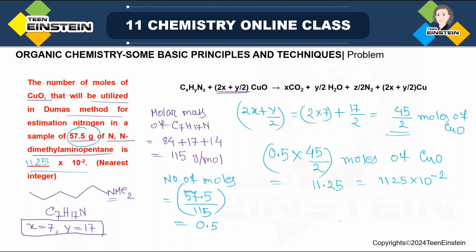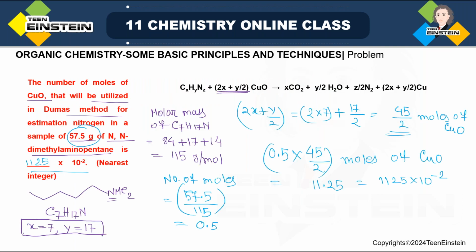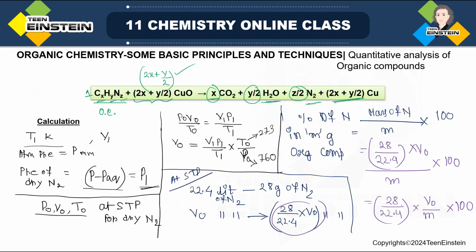Fine. Now the next problem, when we solve this, we don't need this equation. Now two ways you can solve this problem. First of all, remember this formula that we have already determined. You can directly use this formula. If you know the V0 value, that is the volume of nitrogen at STP, and if you know the initial organic compound from which we have started the experiment, simply put it in, you will get the answer.